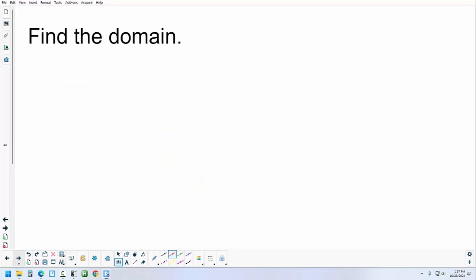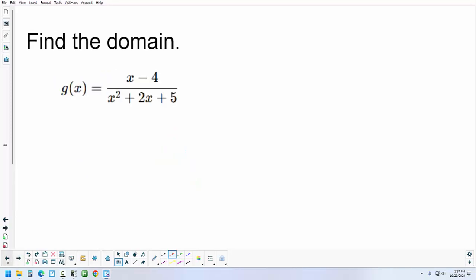All right. So last question: find the domain. This kind of relates to what we talked about earlier. There's only one thing you're not allowed to do in this fraction. You have to make sure that, you know what, let me change this a little bit. I'm going to keep the top the same.